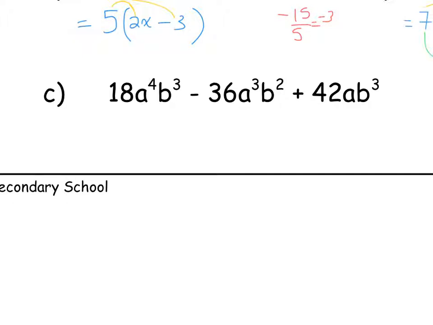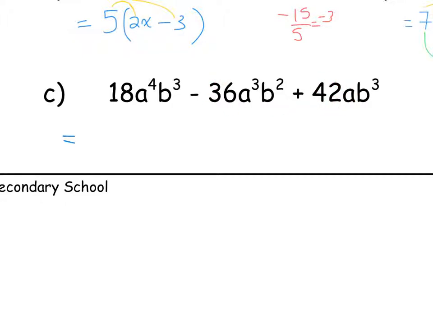All right, so I'm going to take up this question. First of all, I'm going to look at my numerical coefficients here. I've got 18, and I've got 36, and I've got 42. And so I'm looking for the greatest number that all of these three coefficients can be divided by. Now, sometimes you have to start small and then work your way up. Whenever you have an even number, I know that even numbers can all be divided by 2.